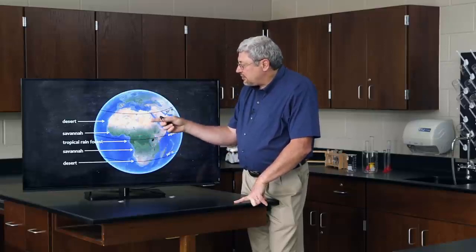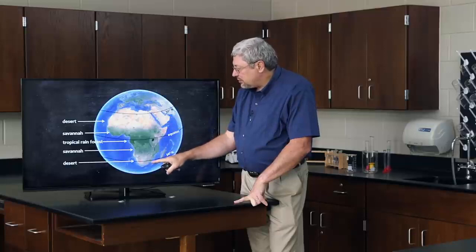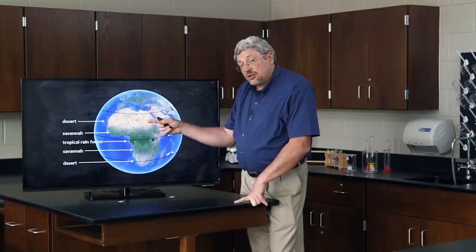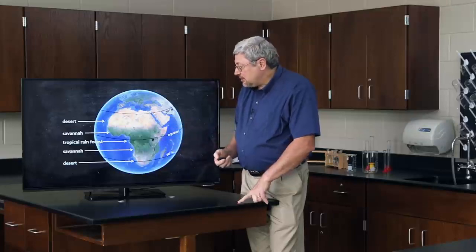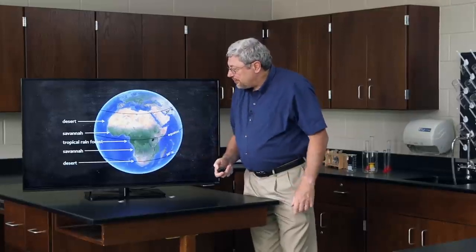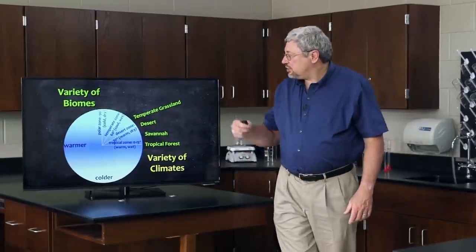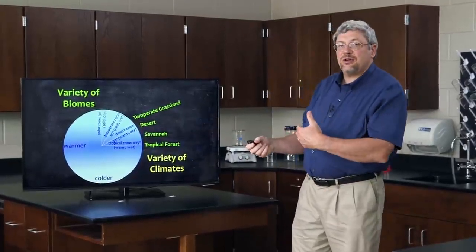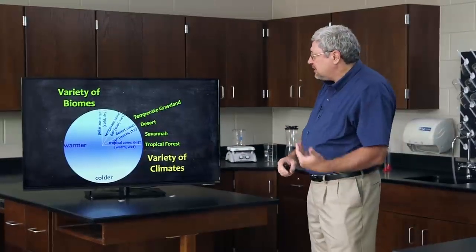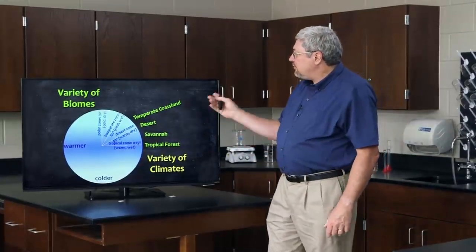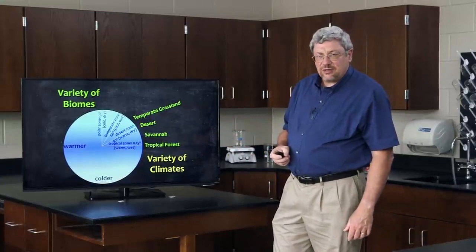And then, if you get towards 30 degrees north and 30 degrees south, you've got the desert region. Very few plants, dominated by sand and exposed soil in those situations. As we move to the north of the desert in the northern hemisphere, to the south of the desert in the southern hemisphere, we move into temperate grassland.